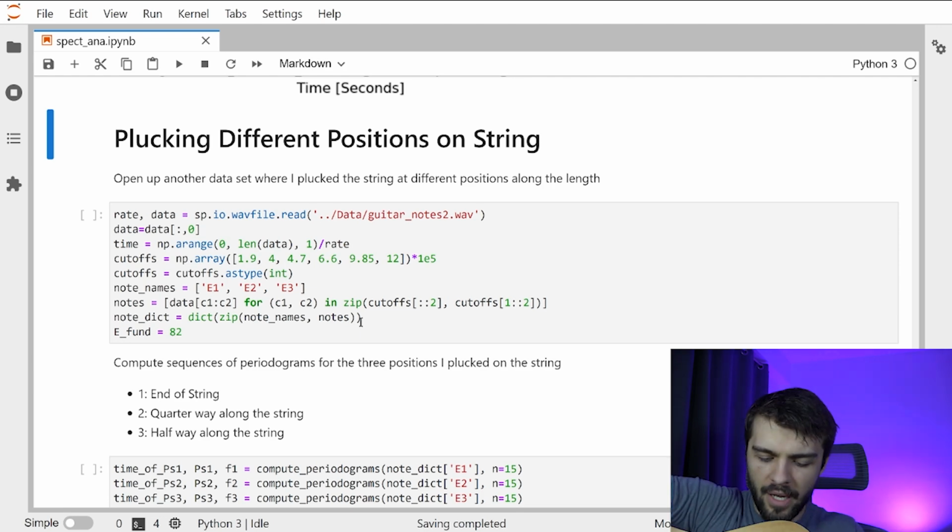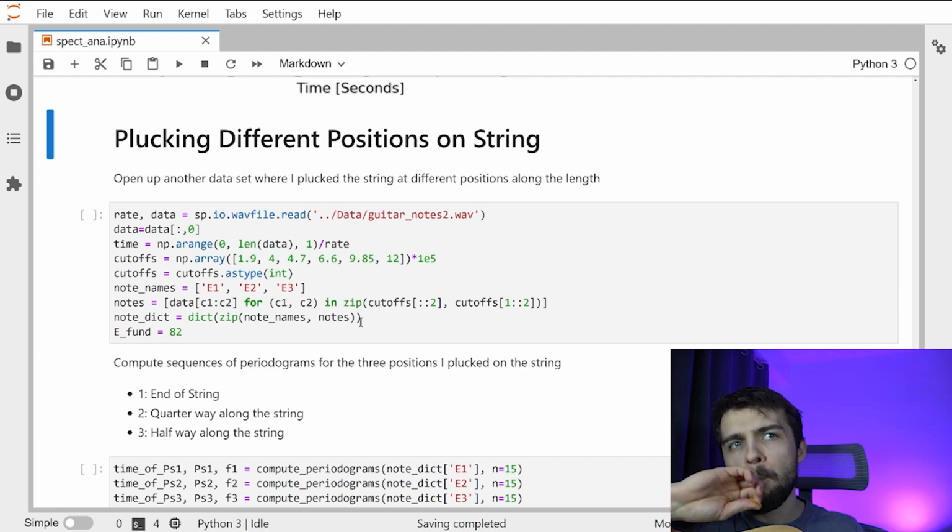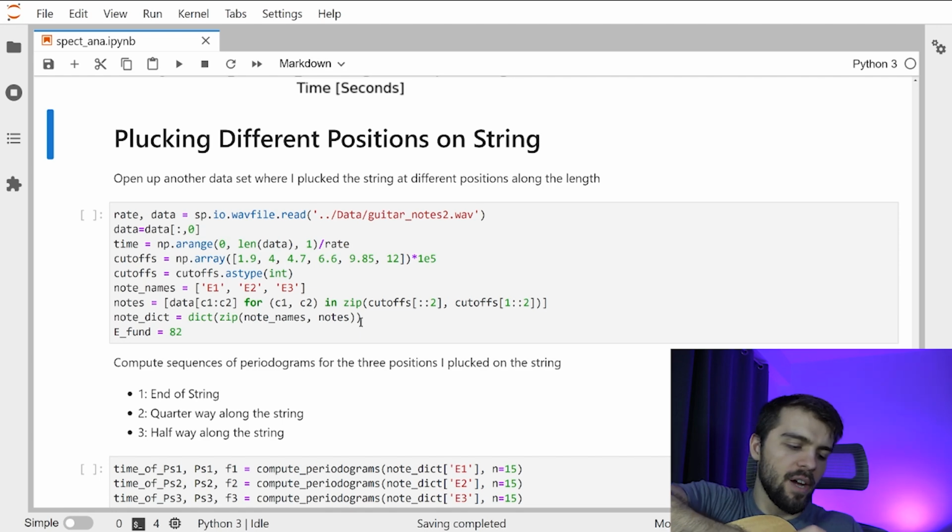And you can also play up here and it sounds more gentle, right? This is about a quarter way along the string. It's a little bit of a softer sound. And if I pluck halfway on the string, right, it's a very soft sound. That's because I'm giving most of the energy in this case. That sounds awful.